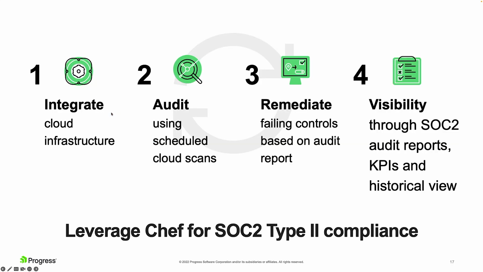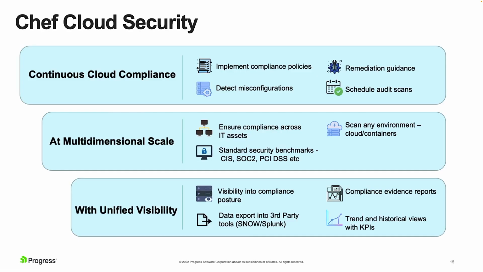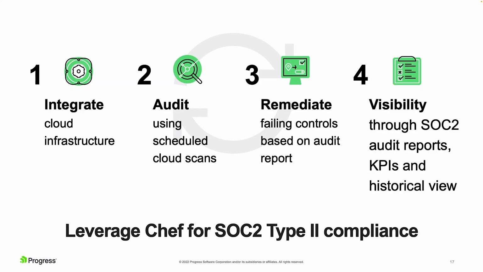Right, now that we know what it is at a higher level, let's look at how we help with SOC 2 compliance. Like Cam mentioned, you can implement multiple compliance policies. You can have it all across your cloud infrastructure while you have the visibility. How do you actually go about doing something like this? Well, the steps are really simple. What you need to do with Chef specifically is integrate your cloud infrastructure. Then you can set up scheduled cloud scans where you can audit your infrastructure.